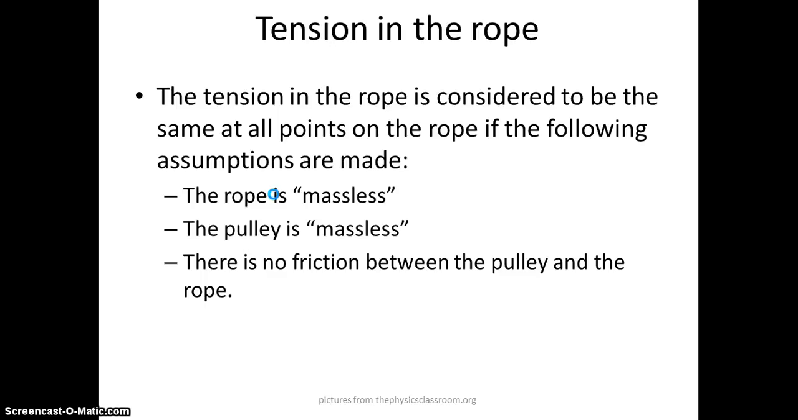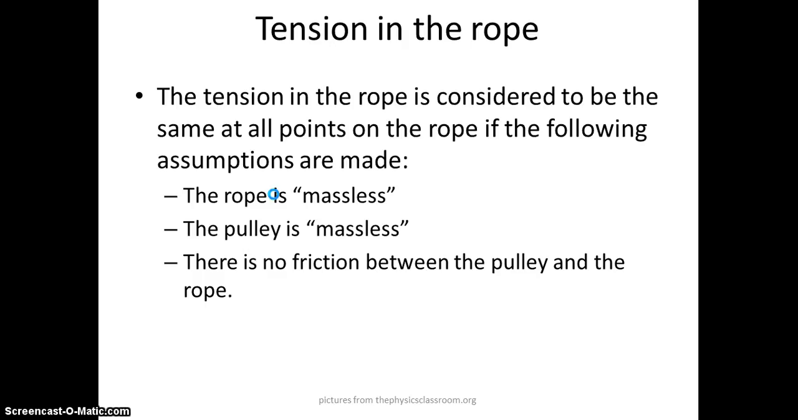So we need to assume that the rope or the string is so light that it won't contribute to the mass of the system. The mass of the string is light enough that it's not going to add additional inertia to the system, to resist a change in motion. Similarly with the pulley, we're making an assumption that the pulley itself is massless and that we wouldn't be adding that into the total mass of the system.